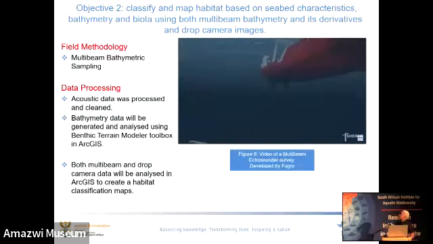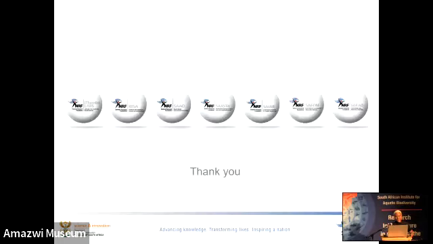For my second objective, I'll be looking at multi-beam data, which will be processed and cleaned so that I can get data and generate maps using Benthic Terrain Modeler on ArcGIS. Once I have my bathymetry data, I will combine the data I got from my drop camera images and the bathymetry in order to create a holistic habitat classification map. Thank you.